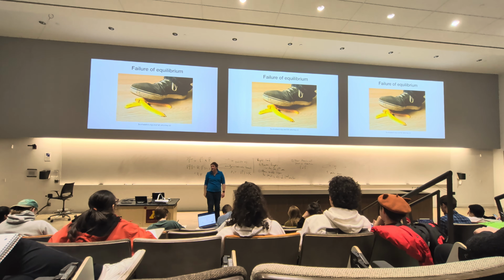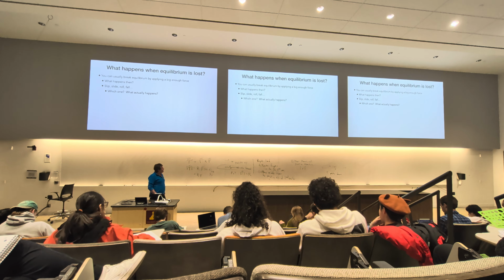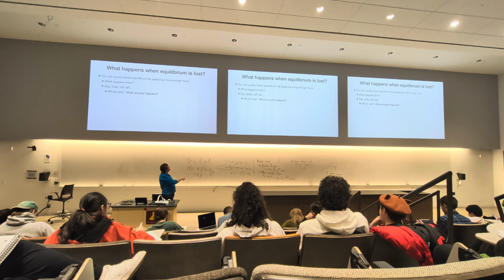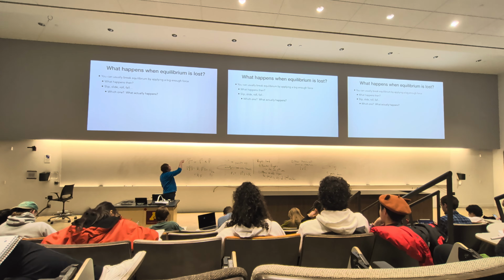So let's talk about what happens when equilibrium is lost. Well, then stuff moves, right? But it's an interesting question to ask how. When equilibrium fails, something could slip, it could slide, and those are pretty much the same. It could roll, it could fall, all kinds of stuff can happen. So which one actually happens? Can we figure that out? Believe it or not, we can. It's actually not even that hard. That's what I'm going to explain today.